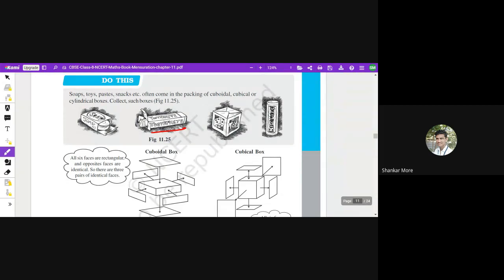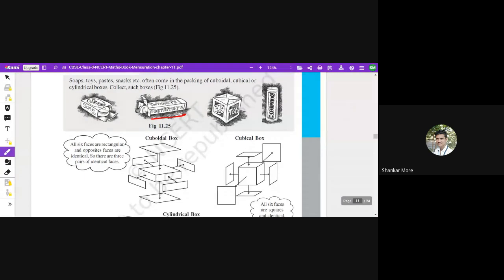And there's one more shape that we need to have, that is cylindrical. You might have seen biscuit packets. There are cylindrical biscuit packets, right? And again, cold drink cans. These are again cylindrical, right? So you have to collect them. And what you have to do after collecting, this is the activity.